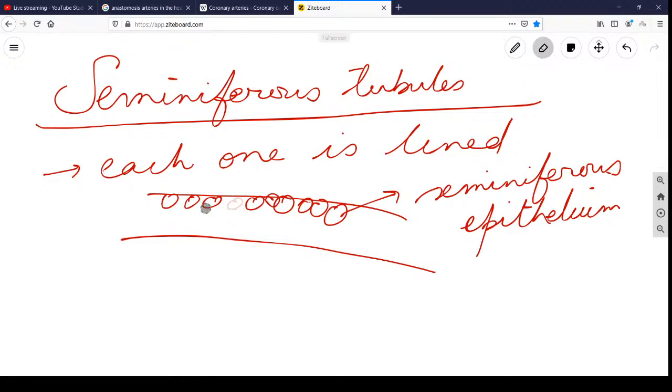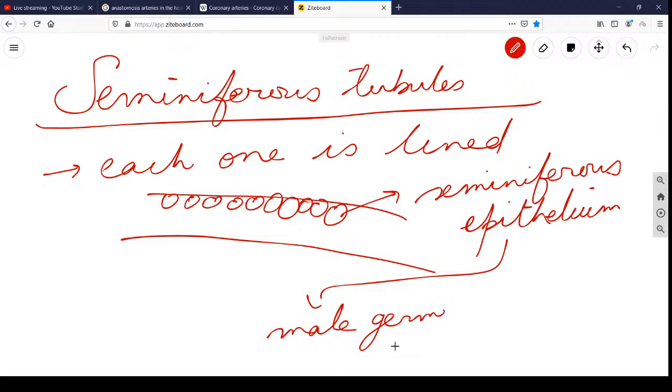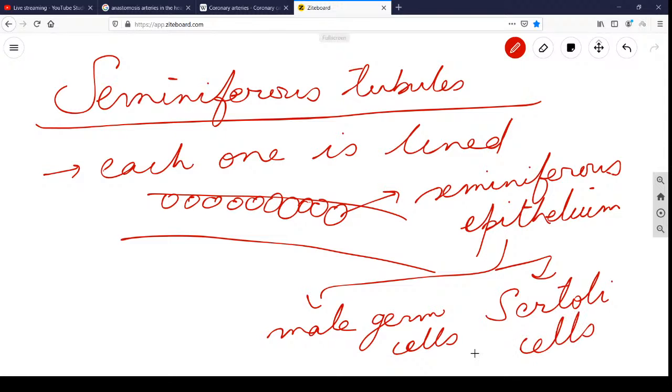And now the seminiferous epithelial cells are of two types. We have the male germ cells and we have the Sertoli cells as well.